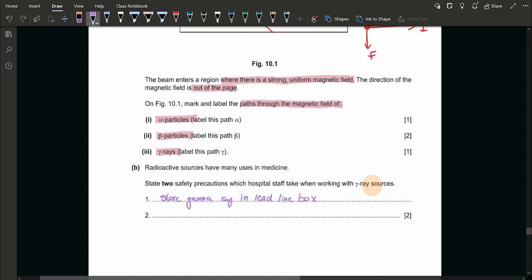So for second point we can write we can hide or stand behind shield provided. And this is going to be our answer for part B.